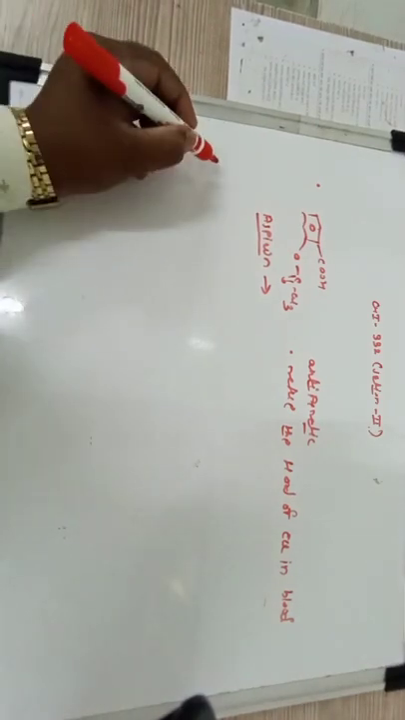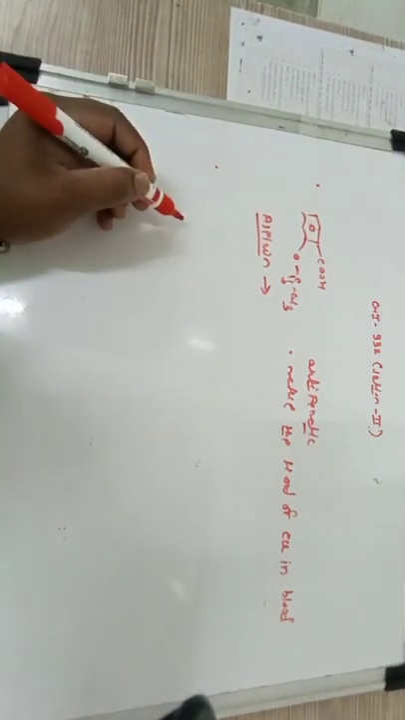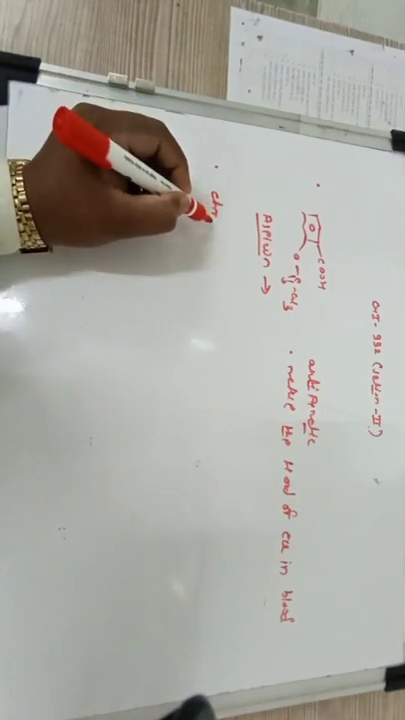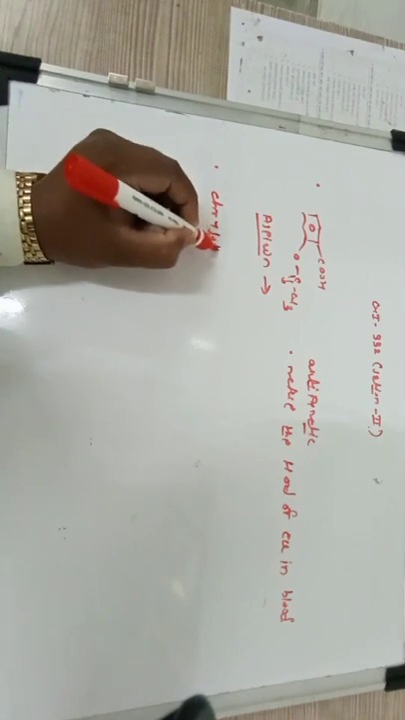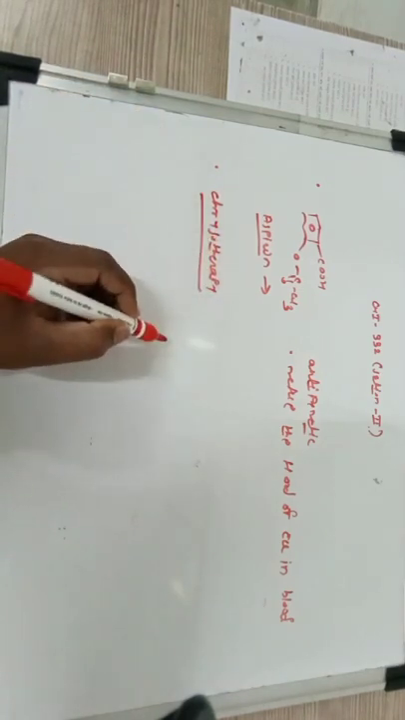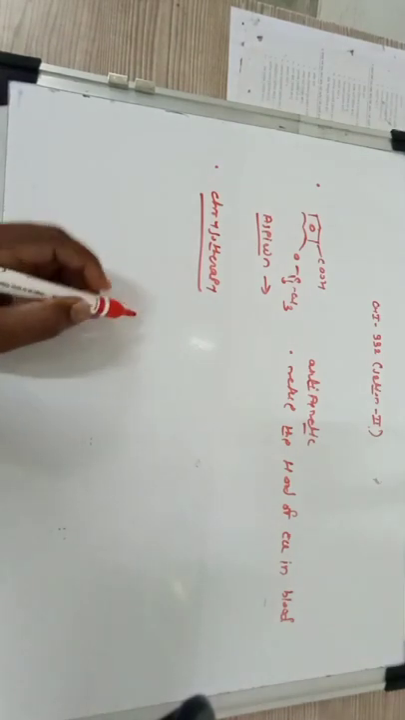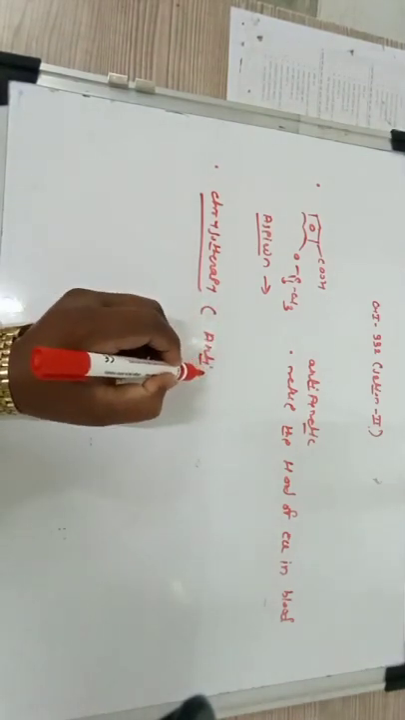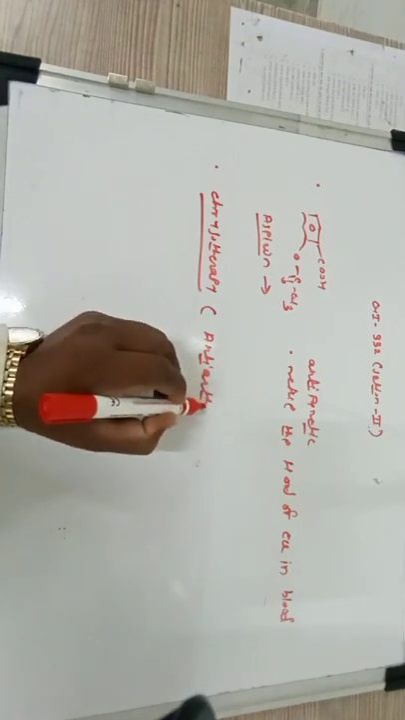Again, the next chelating agents are used in cryotherapy. We are very much familiar with these terms. Cryotherapy. So the chelating agent which is used in cryotherapy is known as anti-arthritics.